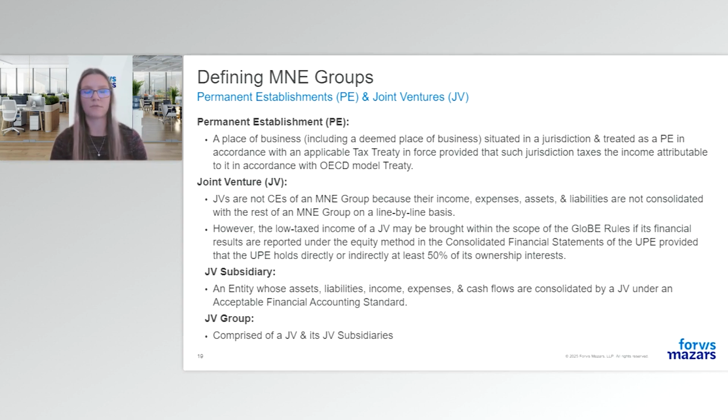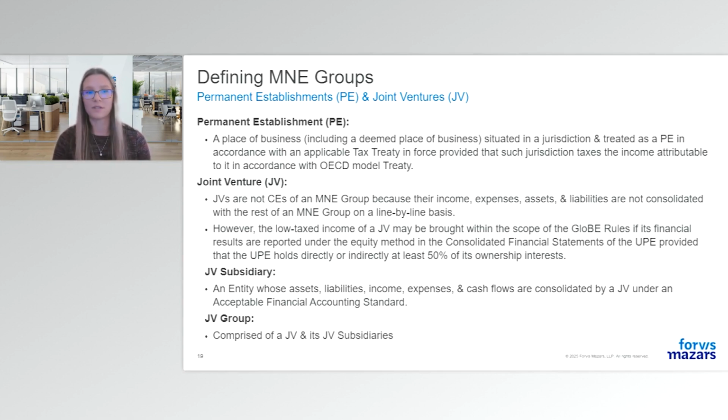And then we also have joint ventures. I know that we've covered joint ventures in great detail in our session looking at complex M&E groups. So JVs may not be considered constituent entities of an M&E group because their income, expenses, assets, liabilities, et cetera, may not be consolidated with the rest on a line-by-line basis. However, low tax income may be brought within scope of the GLoBE rules under the equity method if it's consolidated into the financial statements of the UPE, and that UPE holds at least a 50% ownership interest.